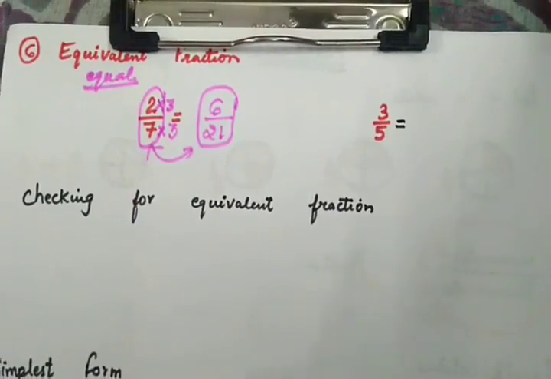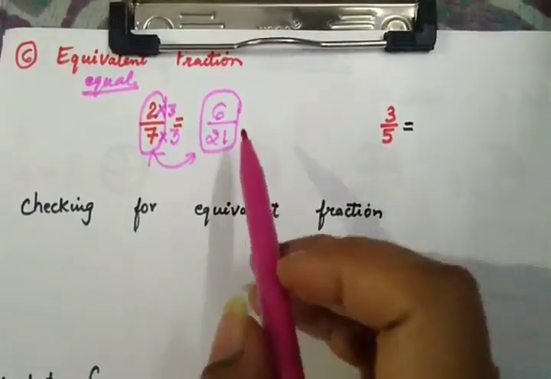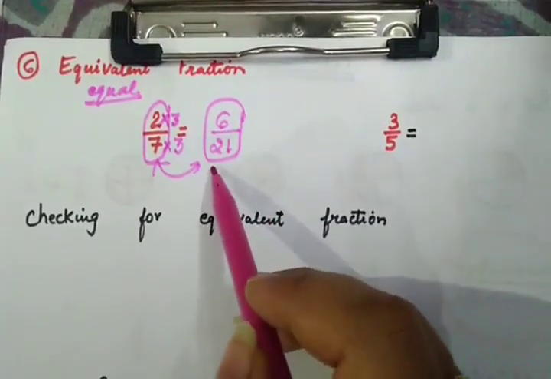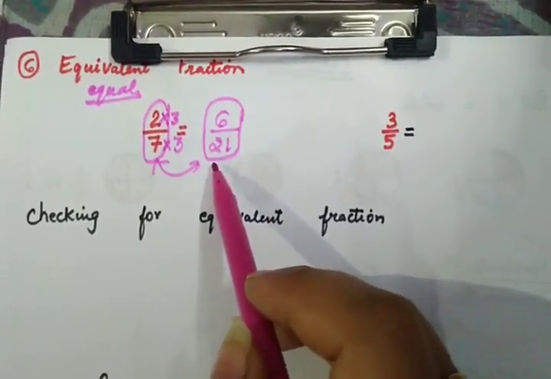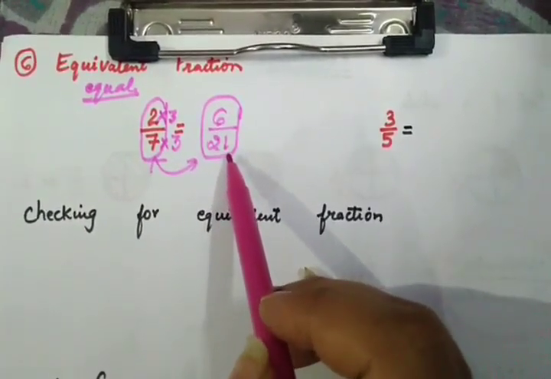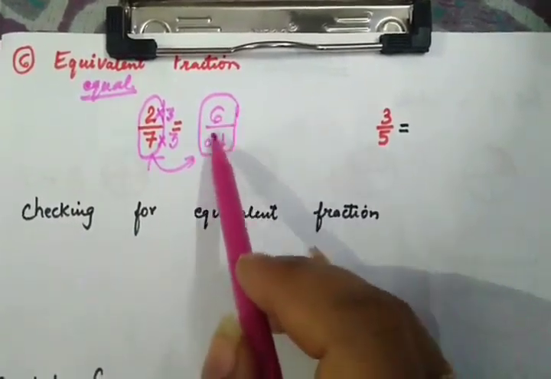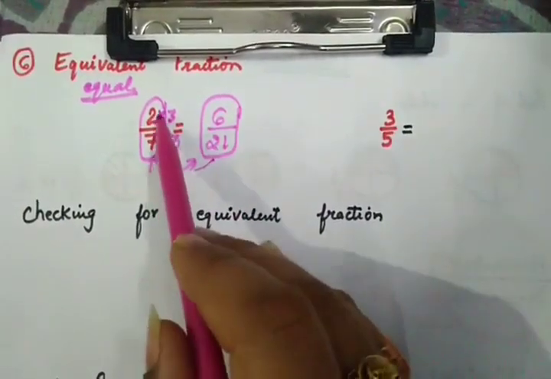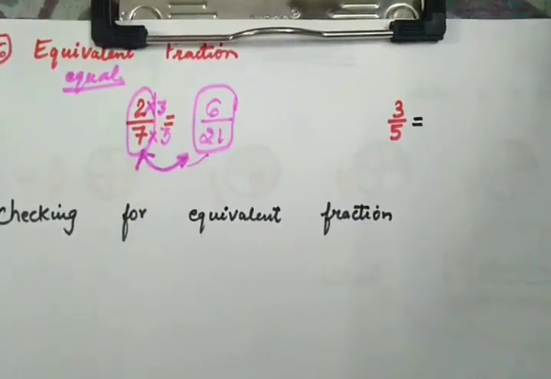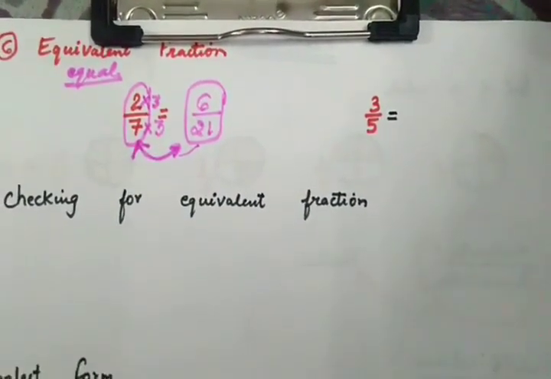And why are we calling them the same? Let's find out the reason also. See 6 upon 21. If I again cut them by the table of 3, you know that 6 is in the table of 3 also and 21 is in the table of 3. So if I cancel them again, they will bring back the result to the same 2 upon 7. So we can say that these two fractions are equal or equivalent.